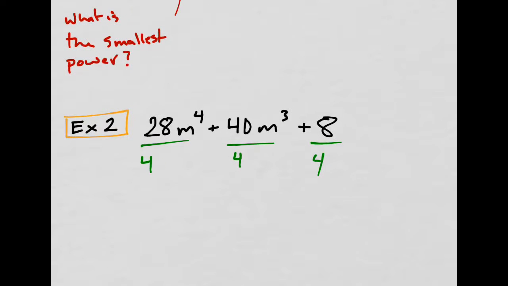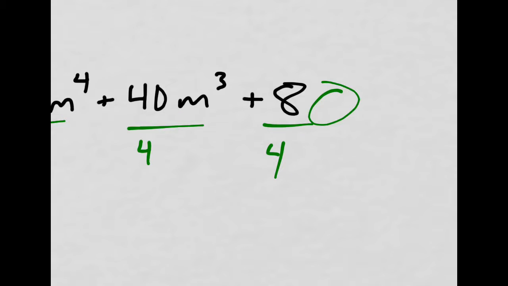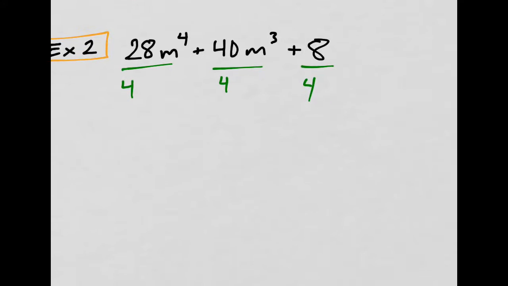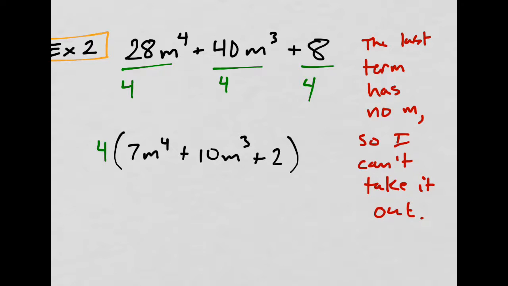And the m, well, what's the smallest power? Here I have m to the 4th, here I have m to the 3rd, and here I don't have m at all. There is no m, so I cannot take any m's out. So all I can do is divide by that 4. So I have the 4 on the outside. Remember, whatever you divide by goes on the outside of parentheses. And then you have 28 divided by 4, that's 7 m to the 4th plus 10m cubed plus 2. And that's it. That's factoring out the greatest common factor.